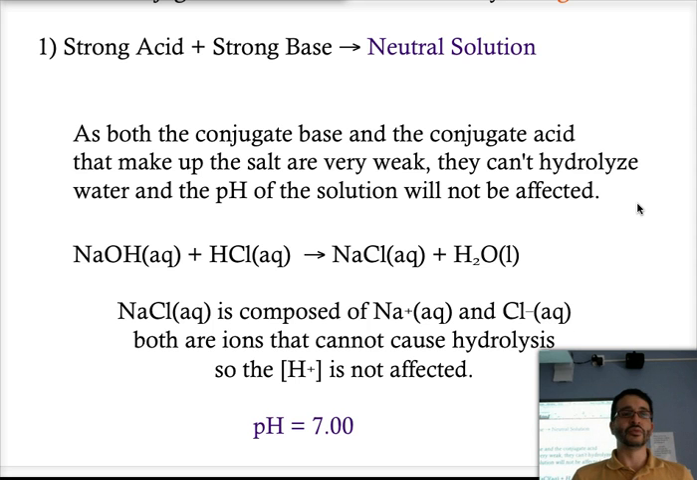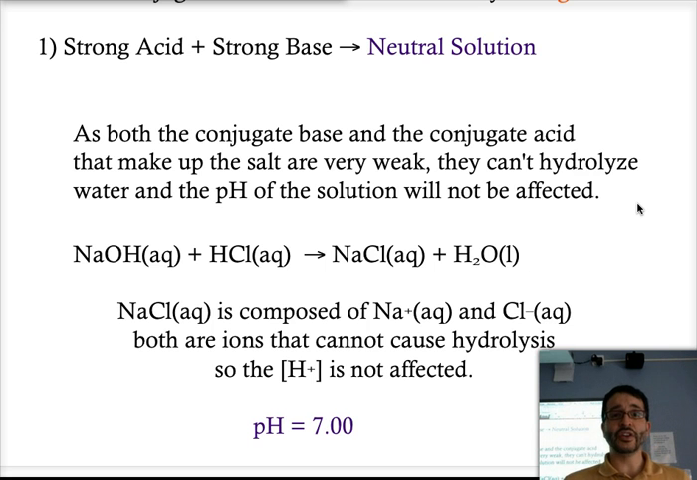An example is when we neutralize sodium hydroxide and hydrochloric acid, we make sodium chloride and water. The sodium ion is very, very small. It has a low charge. It cannot act as a strong Lewis acid, and therefore it does not cause the hydrolysis of water, so it cannot affect the pH.